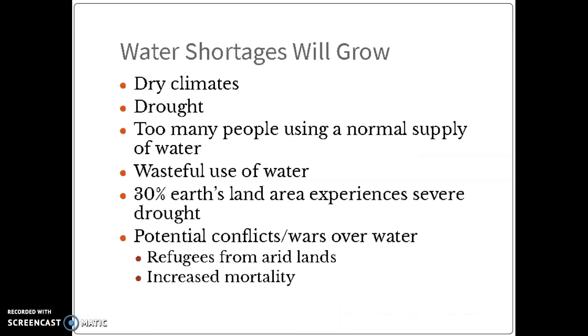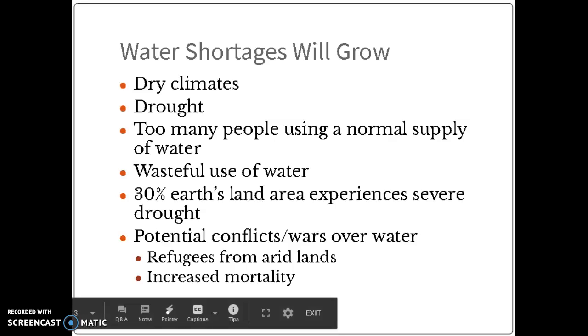So our water shortages are going to grow. There's dry climates. It's going to lead to drought. Too many people are using a normal supply of water. There's wasteful use of water. 30% of Earth's land area experiences severe drought because of how we're using the water and redistributing it from how it existed naturally. And there's potential conflicts and wars over the water, refugees from the arid lands, and there's an increased mortality rate because there's not enough water.